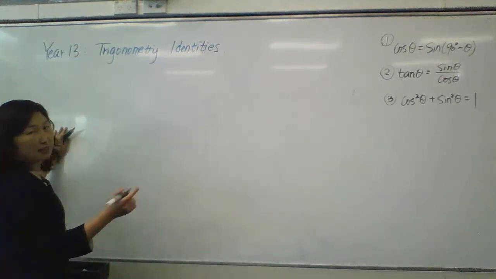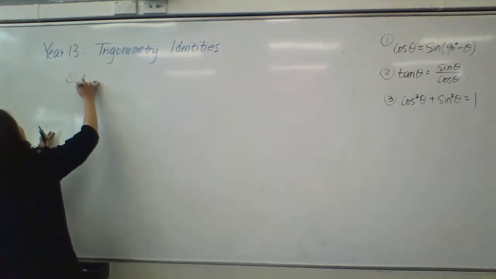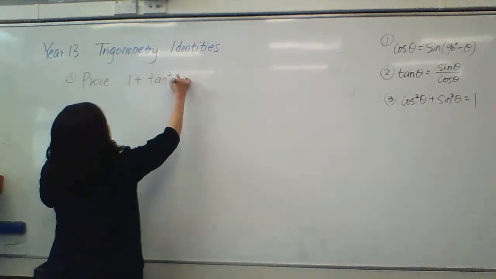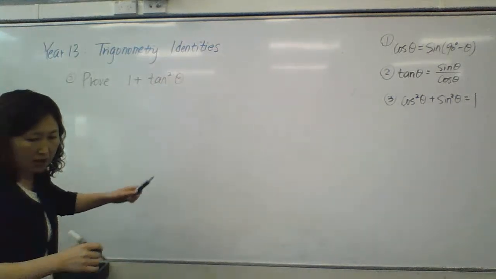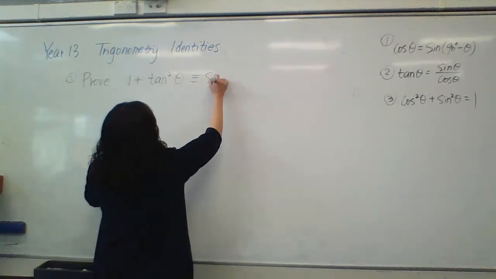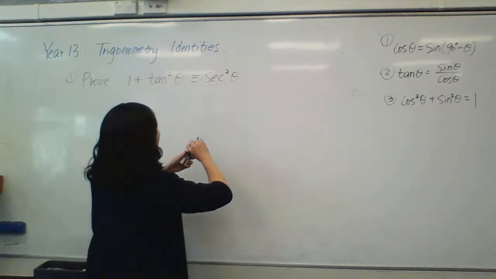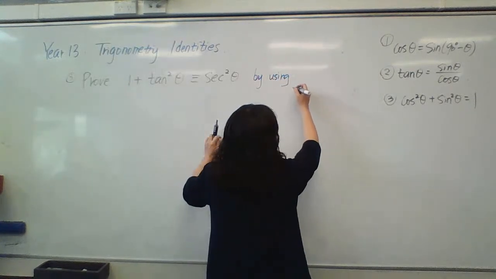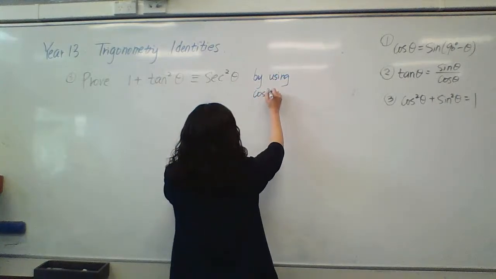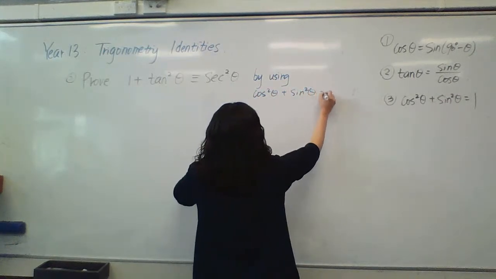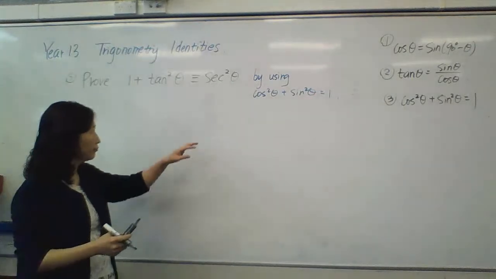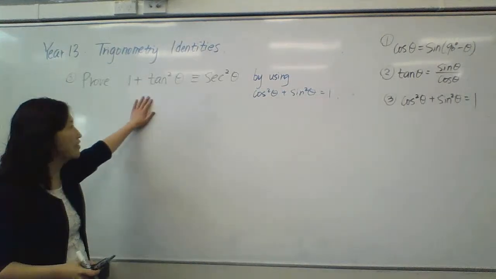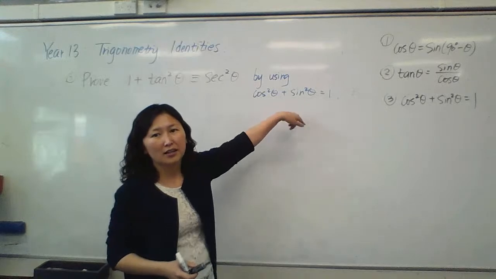Okay, now let's have a look at the next question. You're going to prove 1 plus tangent theta squared is identical to secant theta squared by using one of the identities here. So which is cos. Okay, so now we're trying to, that's a very direct question. It's literally telling you to prove this using this identity.